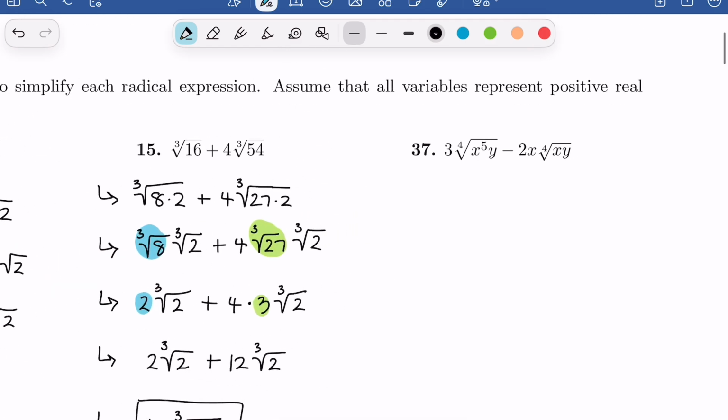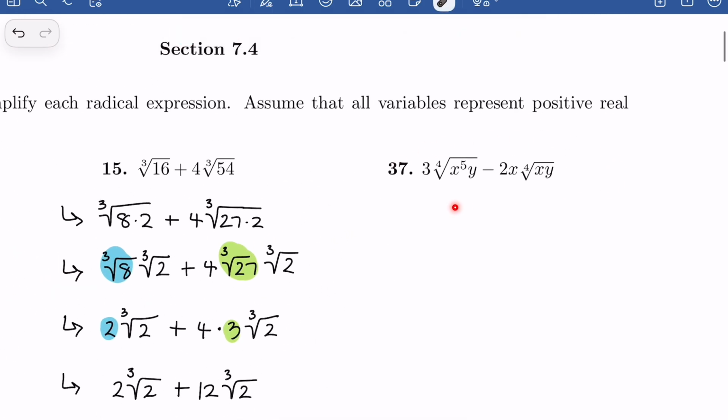Let's look at this last one here. Now, this one is very similar, but now we're looking at a fourth root. And in this case, we have variables underneath our radical. So our radicand in this case would be x to the fifth power times y, and then we have x times y. So what we need to do is rewrite these so that we have the same radicand for both of these expressions.